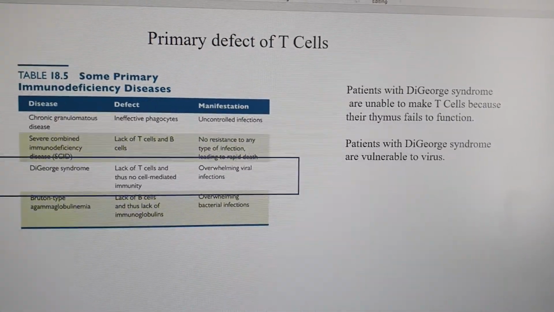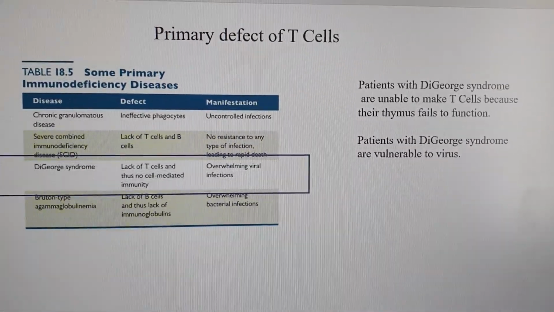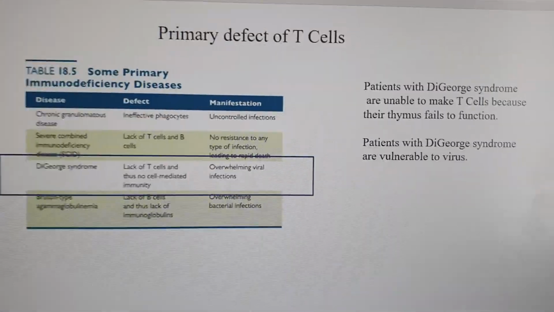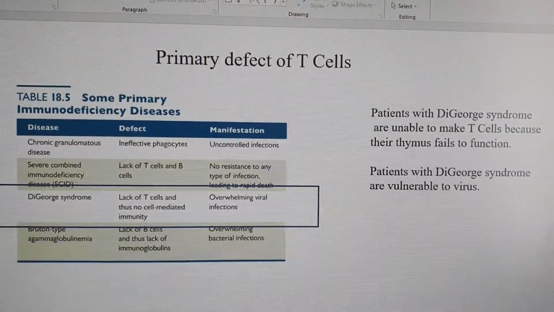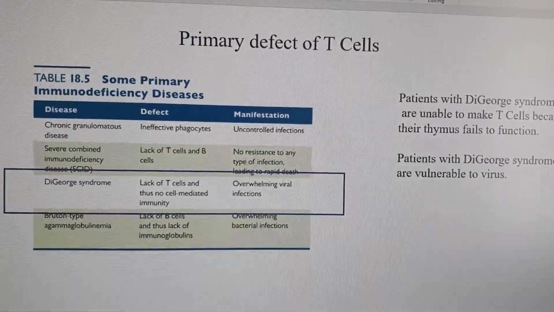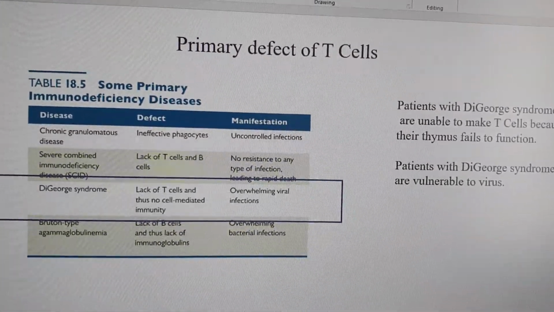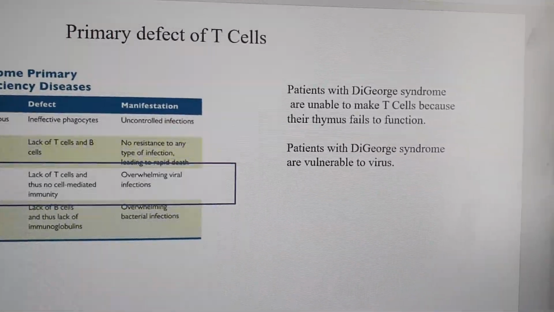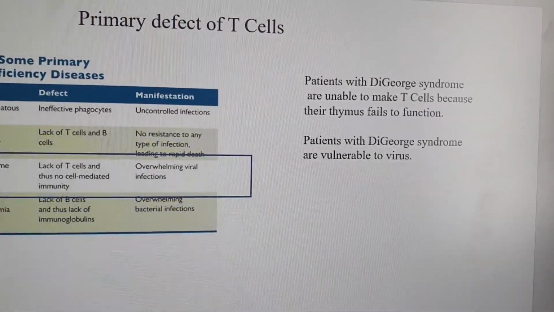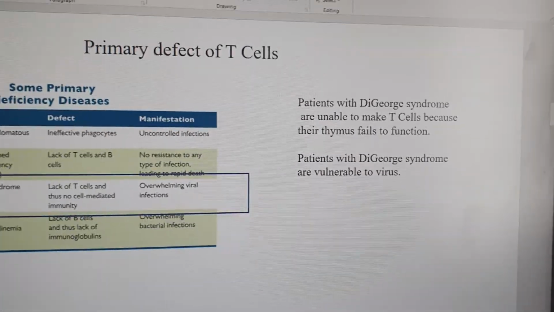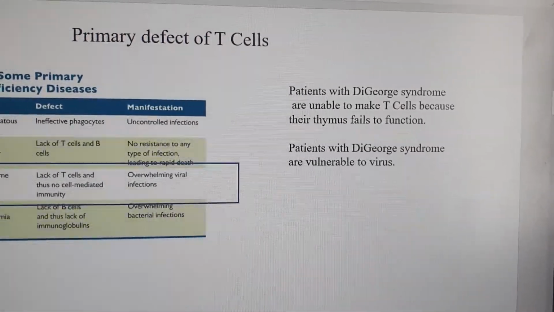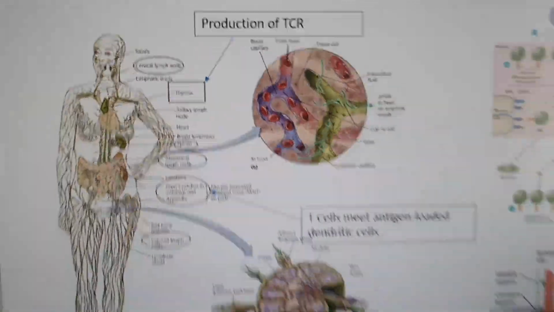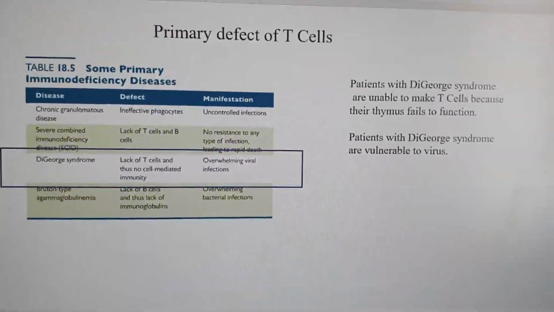Okay, so what are the primary defects of T cells? It is of course DiGeorge syndrome, where they are unable to make T cells, and that's a primary immune deficiency disease, and there is no cell mediated immunity. It's due to the fact that the thymus fails to function, and they're particularly vulnerable to viruses. If you look at the thymus, because its function is gone, they cannot create T cells.